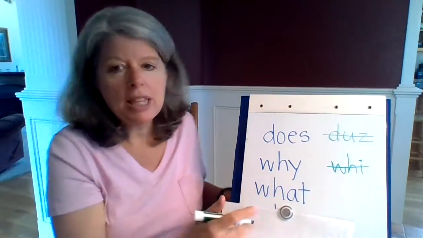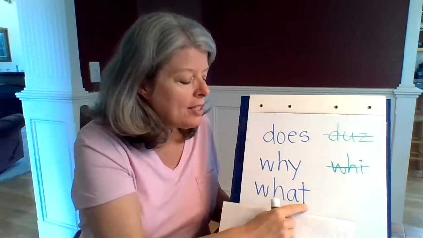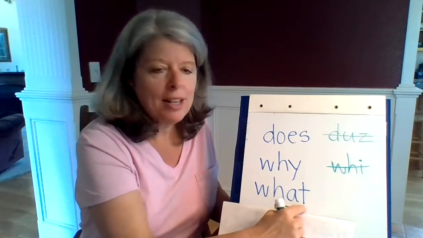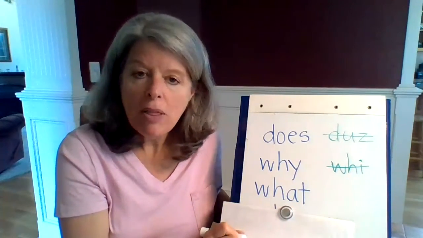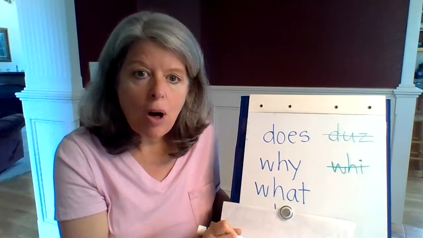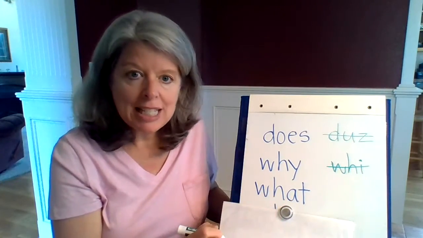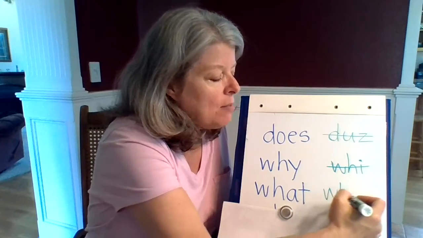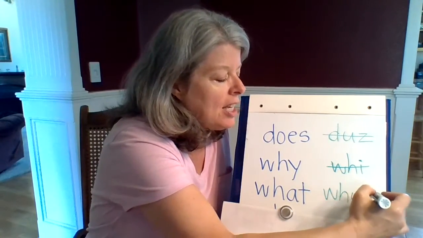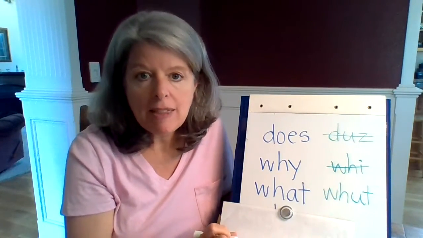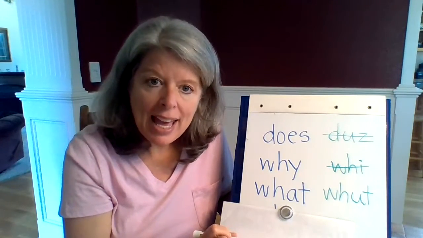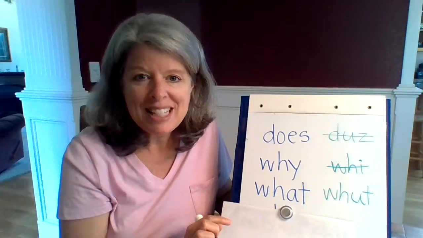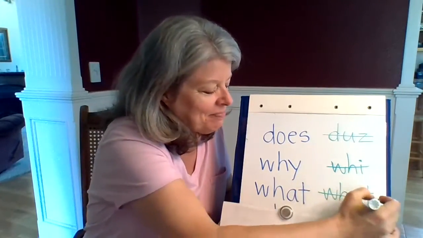Let's read, spell, read this word. What. W-H-A-T, what. When kids spell this word, they often forget that the vowel is an A, and they write it just the way they hear it. They write W-H-U-T. Now the U does make the sound, but remember A also makes the sound. And in the word what, it's spelled with an A.